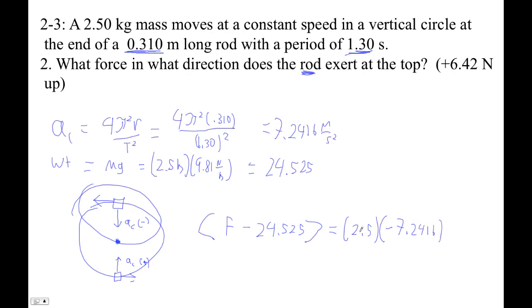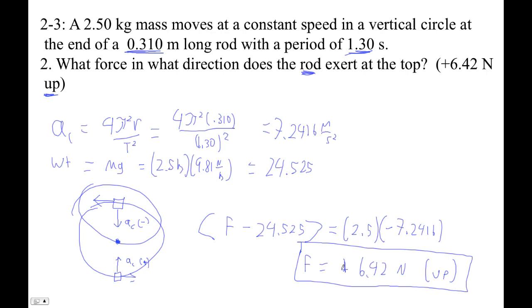Now we can solve this. I'm going to go 2.5 times negative that, plus this, and I'm getting F is positive 6.42 newtons, and that would be, of course, up. And you do need to say that. I need you to say up or down, because I think some people don't understand that the positive means that it's up. Now, if it comes out negative, you're going to be saying down.